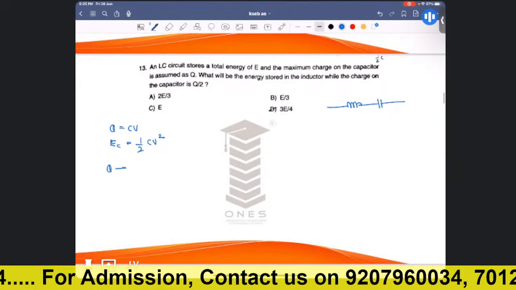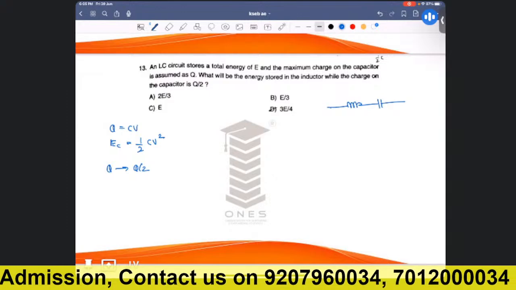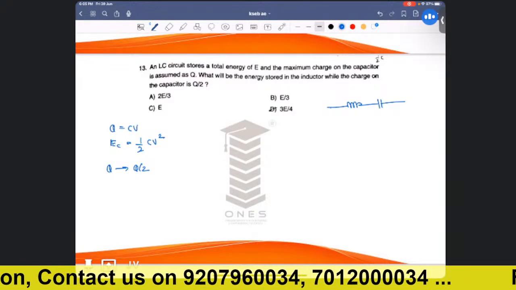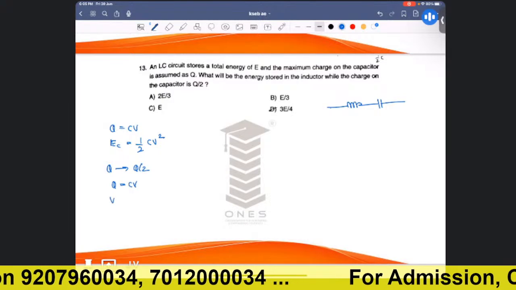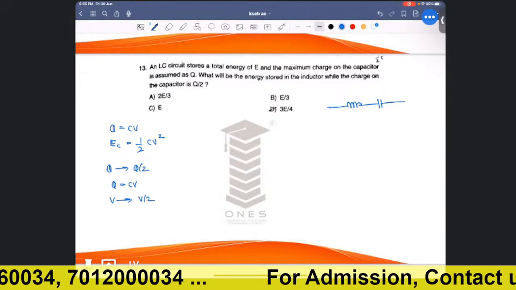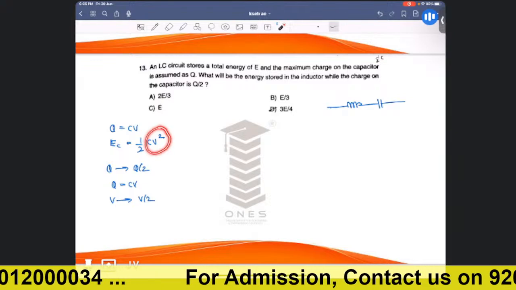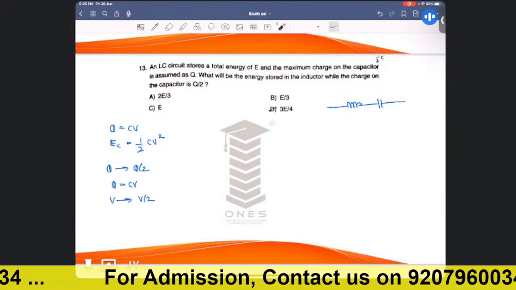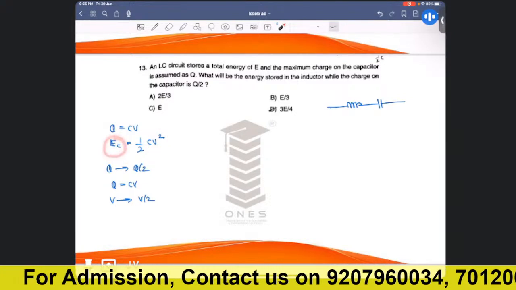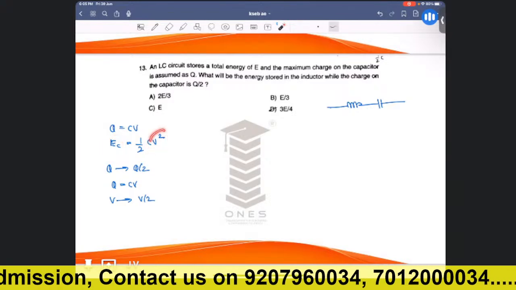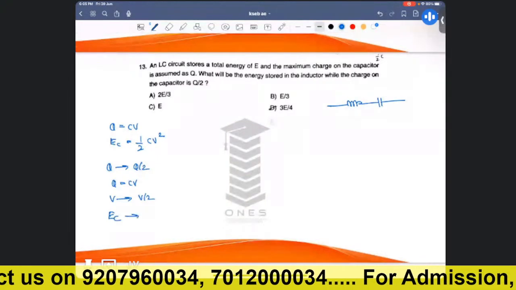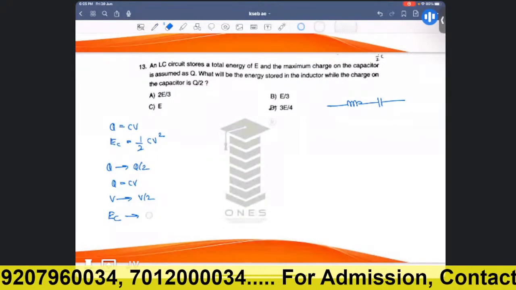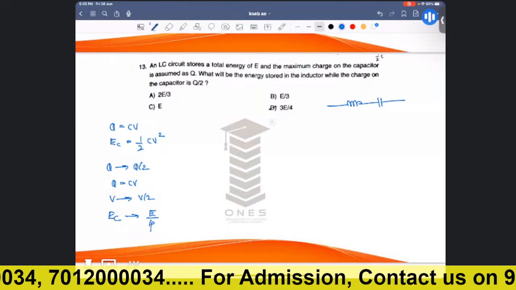See, Q is made Q by 2, that is, half. If it is half, what will the voltage be? We know Q is equal to CV, so the voltage will also become half. Now if the voltage is half, the energy inside the capacitor will be proportional to V square. So if the voltage is half, EC will be EC by 4, that is, total energy by 4.